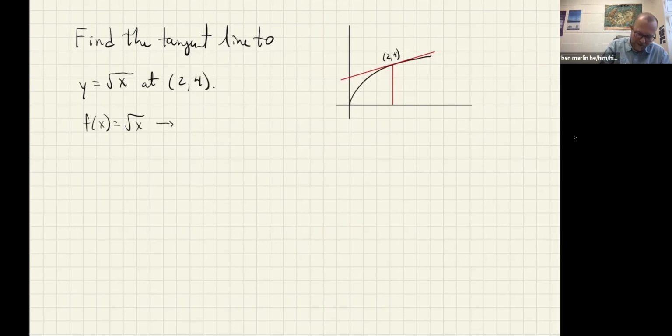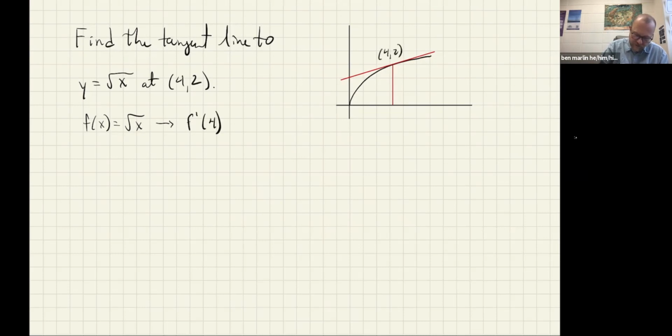I'm going to correct myself because I wrote 2, 4 here, and it was supposed to say 4, 2. Sorry about that. All right, so we are going to think about this and say f prime at 4. And this over here needs corrected too.